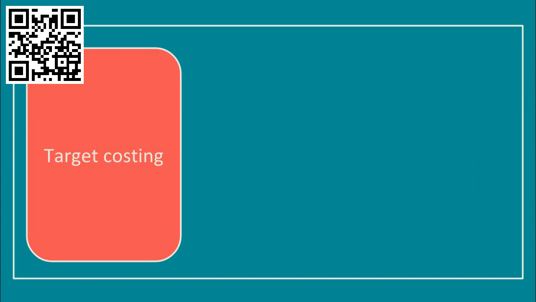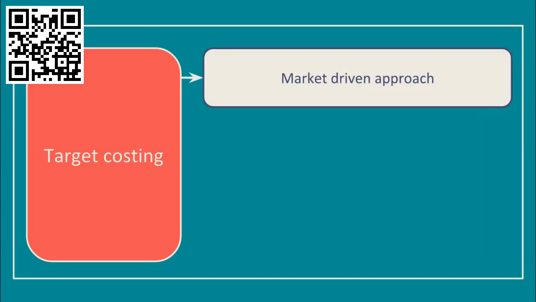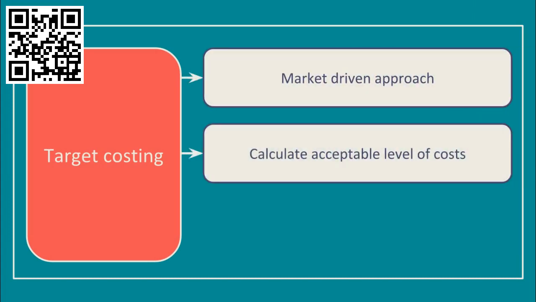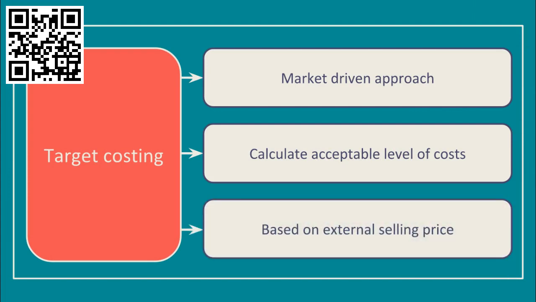Target costing is a market-driven approach to pricing that looks to calculate an acceptable level of costs based on a selling price that has been researched in the external market. Let's consider the steps involved for a typical manufacturing company in the target costing process.